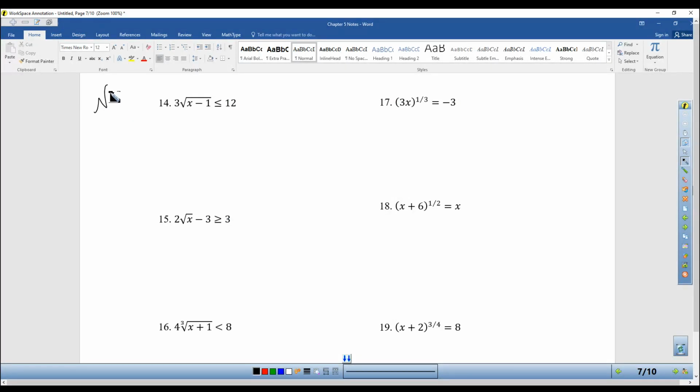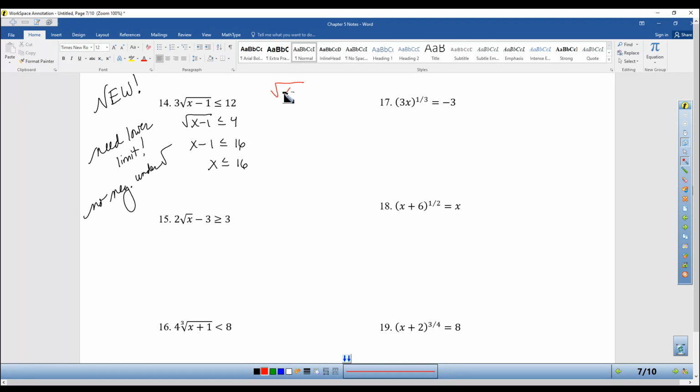Okay, this is our first new one. And you're going to solve it like a normal equation. So I'm going to divide both sides by 3. I'm going to square both sides. And I'm going to solve. X is less than or equal to 16. However, even though that's true, there's actually a lower limit. You need a lower limit, because you can't have a negative under the radical. There can be no negative under the radical, meaning the square root of x minus 1 can't have a negative underneath it. So how do you figure out what would do that?